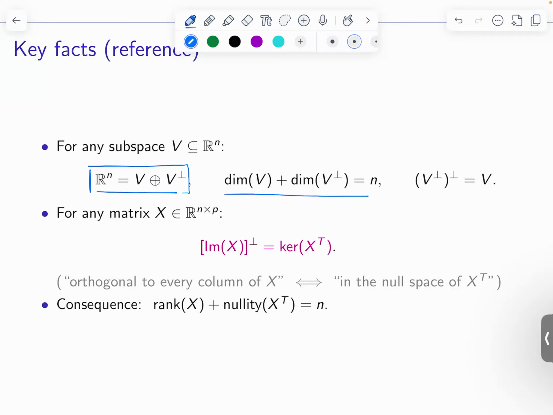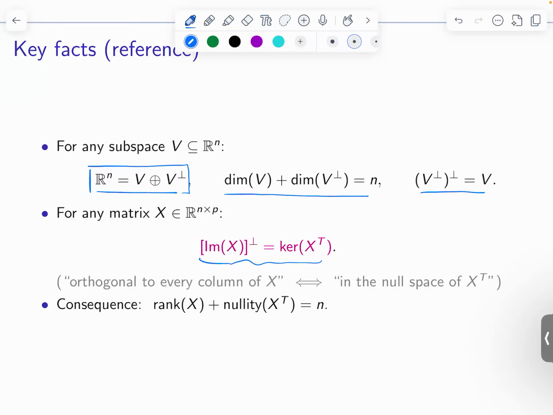This one I mentioned before: the dimension of V plus the dimension of V perp is equal to n. We haven't formally proved it, but it's true. And this one we also discussed: if you take perp twice, you get back V. This one, interestingly, you discovered yourself: the orthogonal complement of the image of X is equal to the kernel of X transpose. This is very crucial to us, but we're going to see it later.